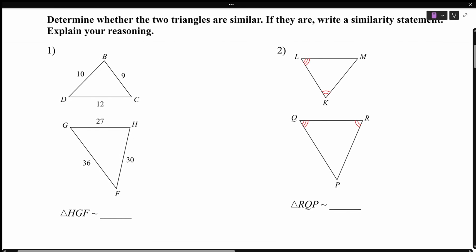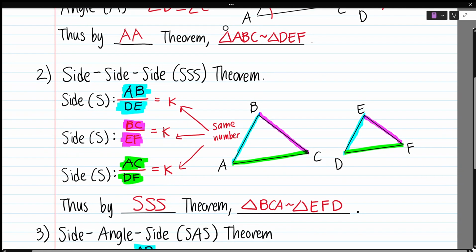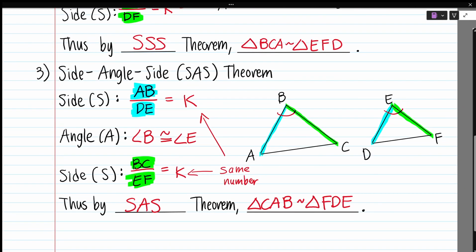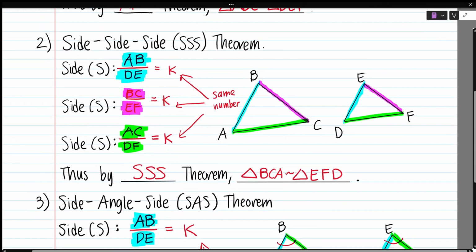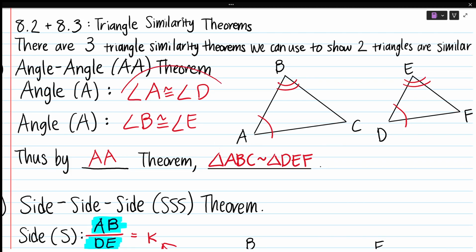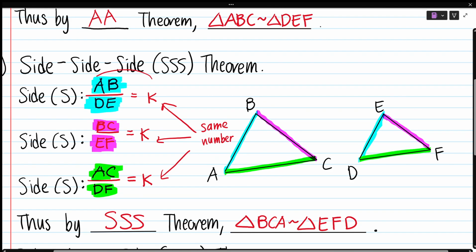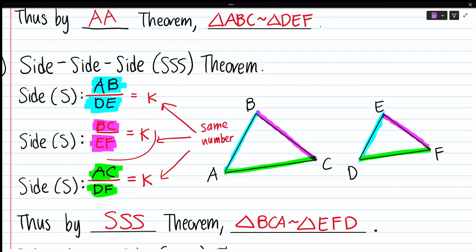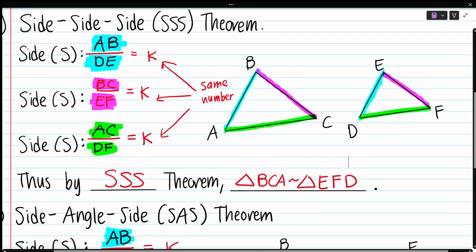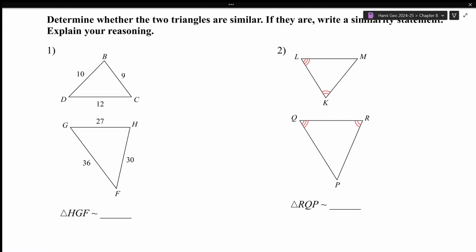we're trying to figure out whether they're similar or not, and we could do that using these theorems, AA, SSS, or SAS. Okay, we're using one of those three theorems, right? In AA, the corresponding angles have to be congruent. They have to be equal to each other, right? And in SSS, the sides don't have to be equal to each other. They just have to have the same scale factor. And then same thing SAS, two pairs of sides have to have the same scale factor, and then one angle has to be equal. So let's look at this in number one.